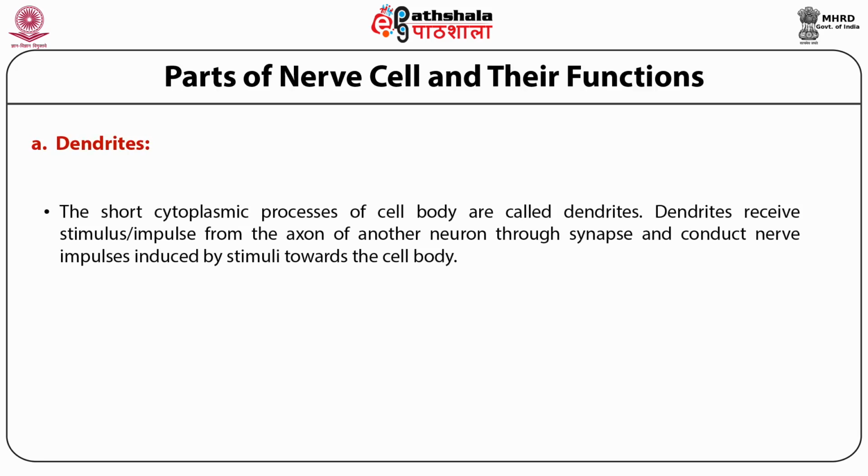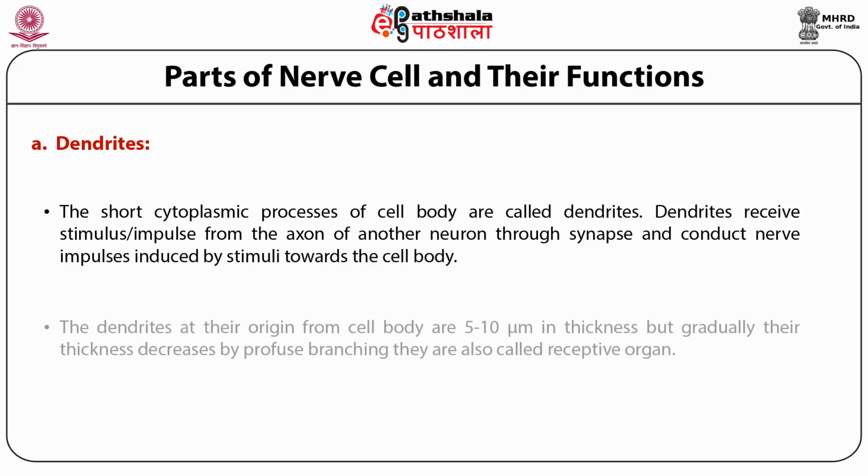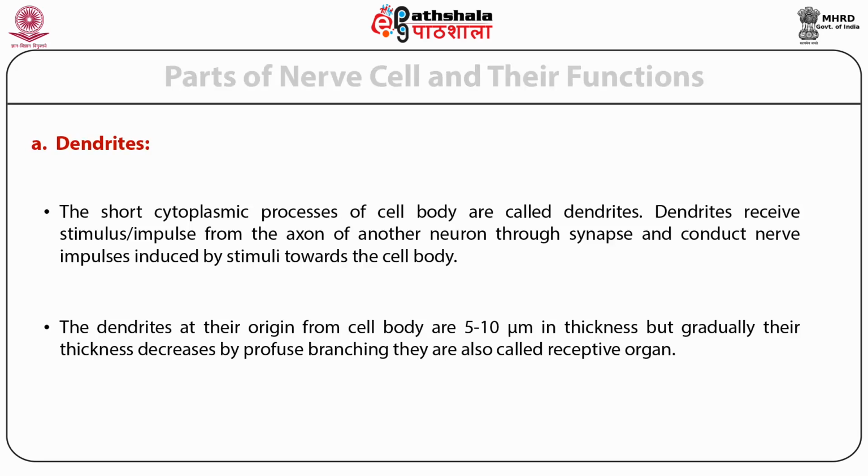Dendrites are the short cytoplasmic processes of the cell body, and these dendrites receive stimulus or impulse from the axons of other neurons through synapses and conduct nerve impulses induced by stimuli towards the cell body. The dendrites at their origin from the cell body are 5 to 10 micrometers in thickness, but gradually their thickness decreases by profuse branching. They are also called receptive organs.